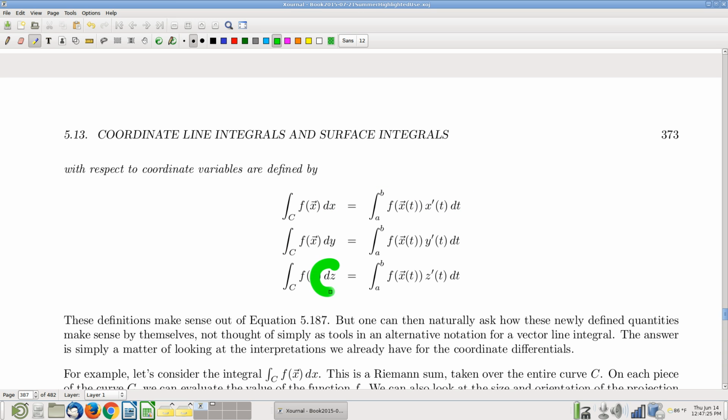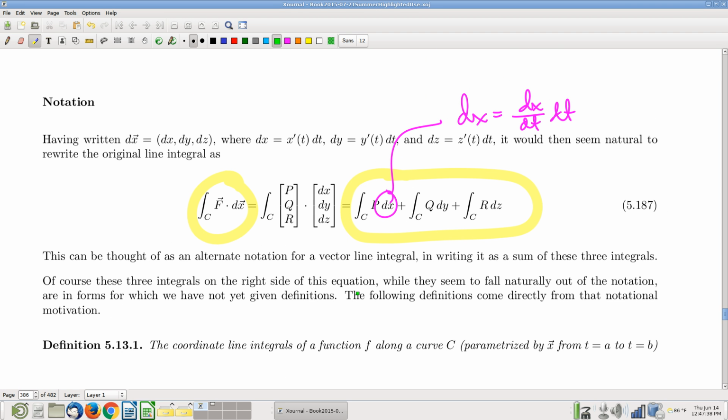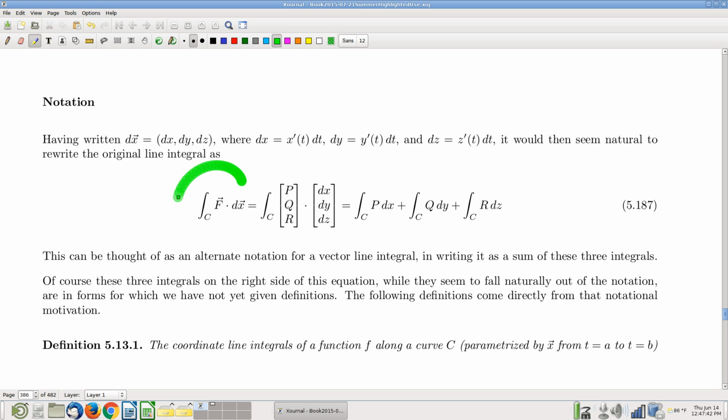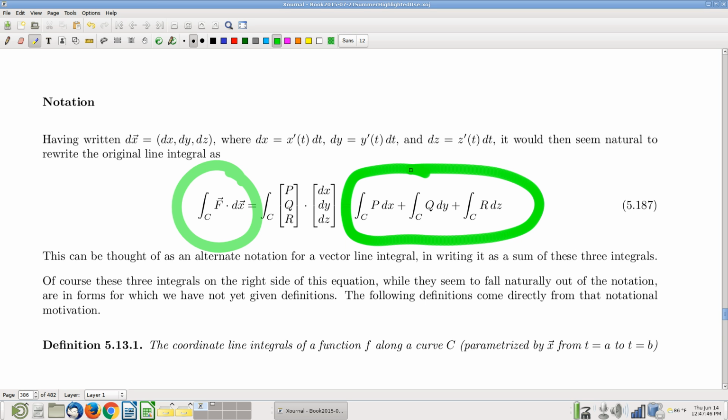What do you mean by dz? Well, it's z prime dt, just what you would assume it would be. That's all it is. And all it does is give us a notational alternative, a different way to write this. Instead of writing a vector line integral like that, you can instead write a vector line integral like this. Okay. Unimpressed?